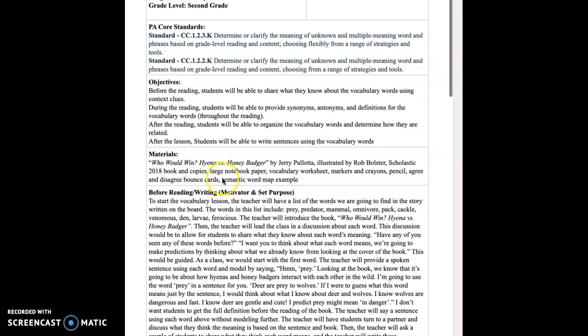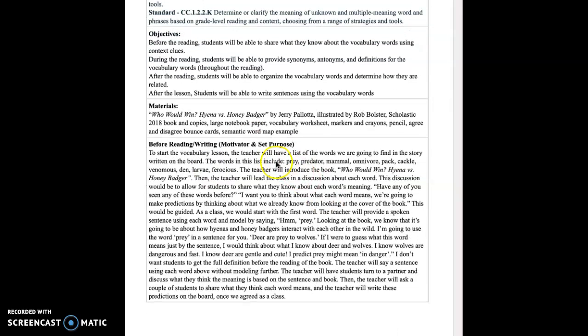My objectives: before the reading, students will be able to share what they know about the vocabulary words using context clues. During the reading, students will be able to provide synonyms, antonyms, and definitions for the vocabulary words, which is really just throughout the reading. After the reading, students will be able to organize the vocabulary words and determine how they are related. After the lesson, students will be able to write sentences using the vocabulary words is my final objective.